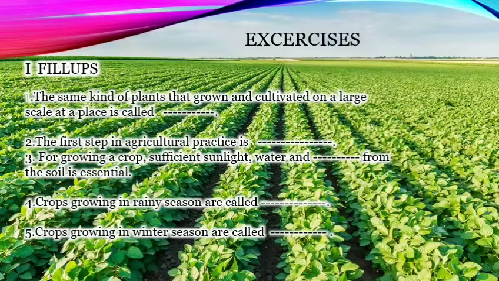Now we'll do some exercises. First, the fill-ups. The same kind of plant that is grown and cultivated on a large scale at a place is called dash. The first step in agricultural practice is dash. For growing a crop, sufficient sunlight, water, and dash from the soil is essential. Crops growing in the rainy season are called dash. Crops growing in the winter season are called dash.